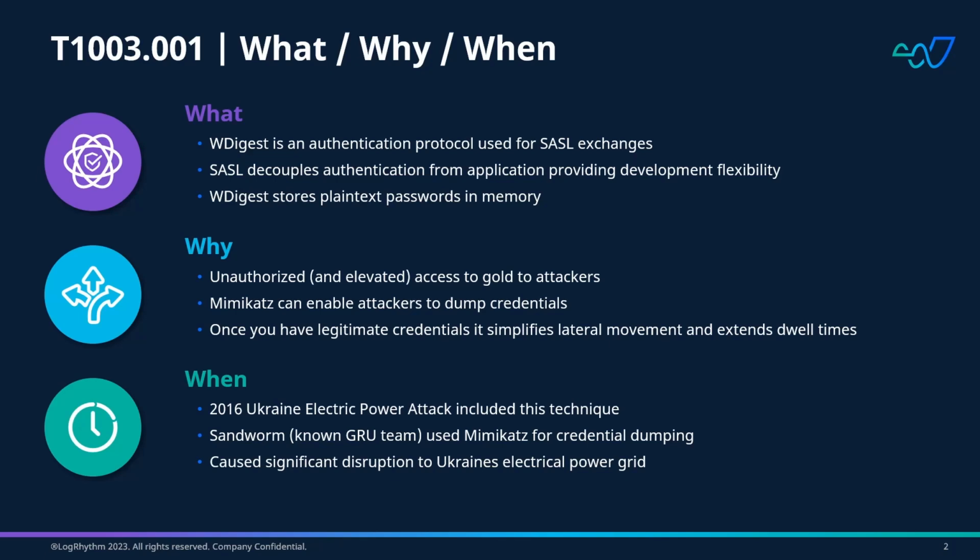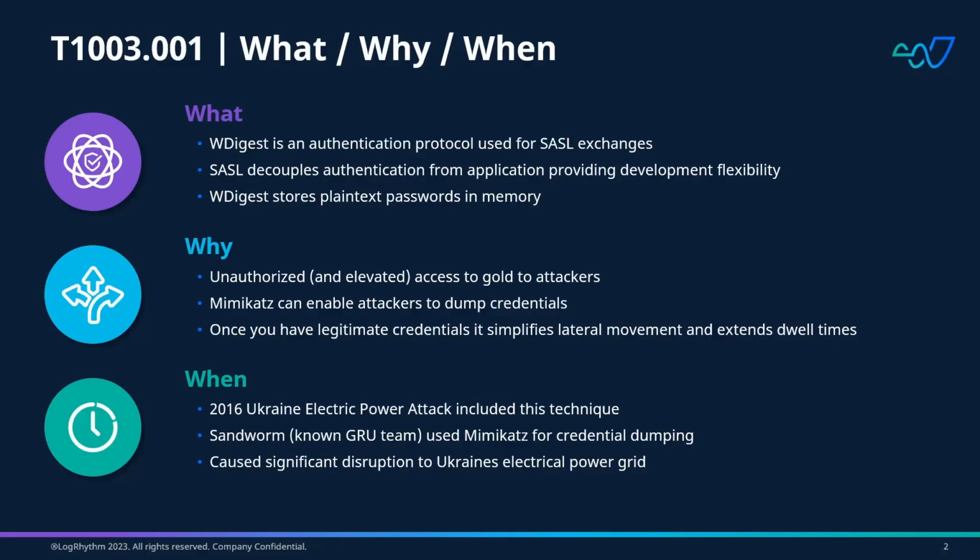This process avoids sending a password in plain text over the network by using a hash function that produces a unique digest. This digest is then used to authenticate the user without revealing the password. However, for WDigest to construct the digest, it must keep a copy of the plain text password in memory. This is where the potential for misuse arises.